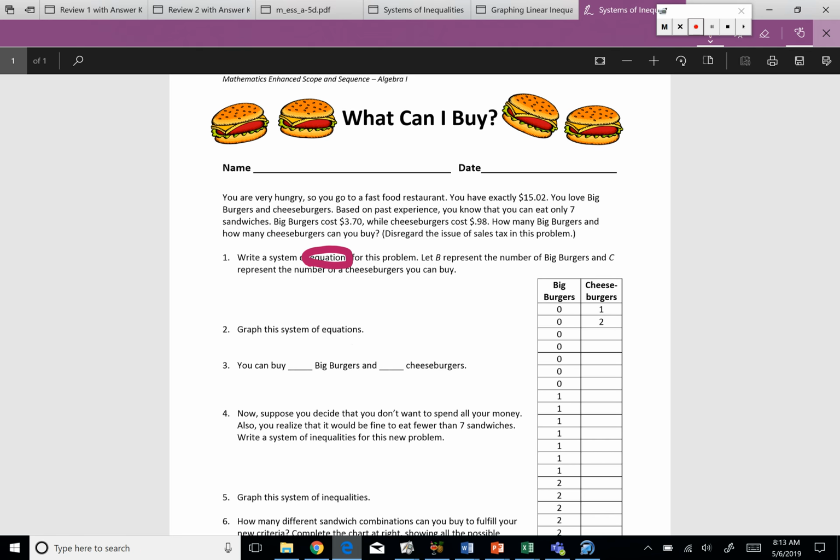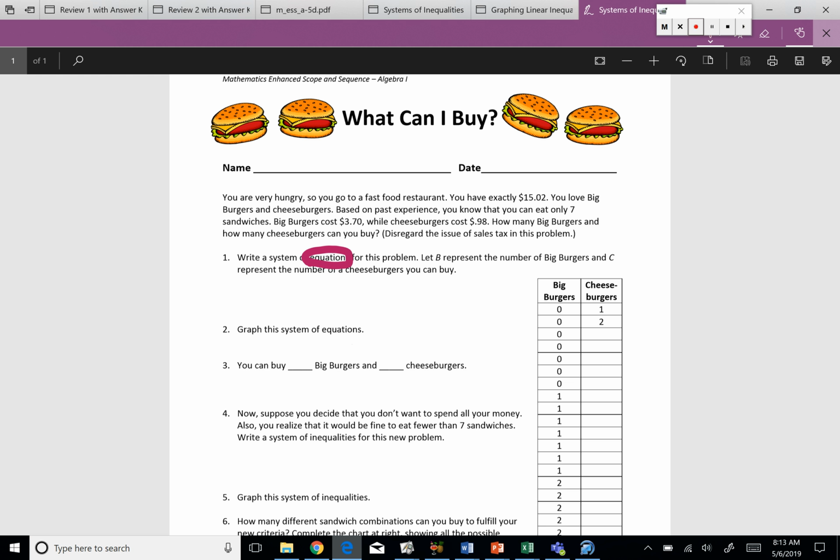So I know we've been working with inequalities. So what's the difference? If I ask you to write an equation versus an inequality, what's the difference? Equations have just equal signs. That's all we get. Inequalities are our less than, greater than, less than or equal to, greater than or equal to. All right, so I even went ahead, I put the variables on there for you. Said let B represent the number of big burgers and C represent the number of cheeseburgers.